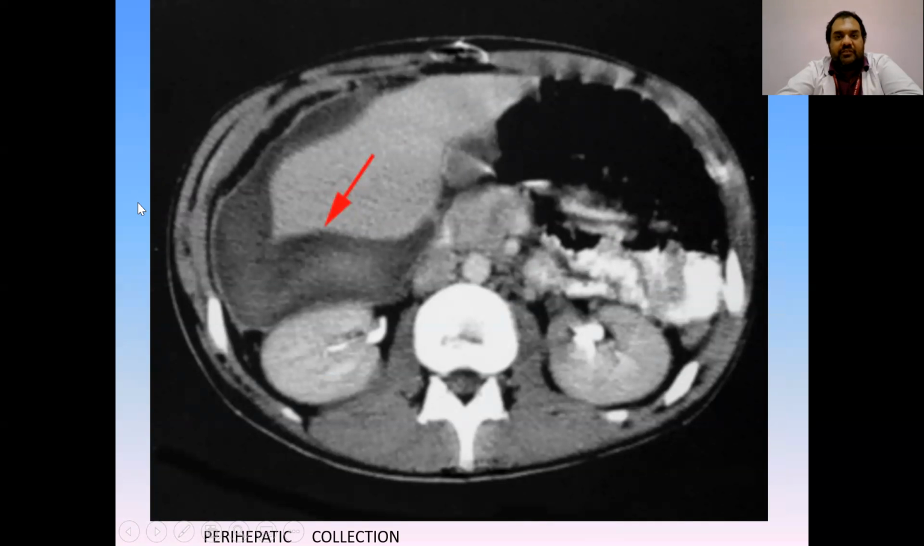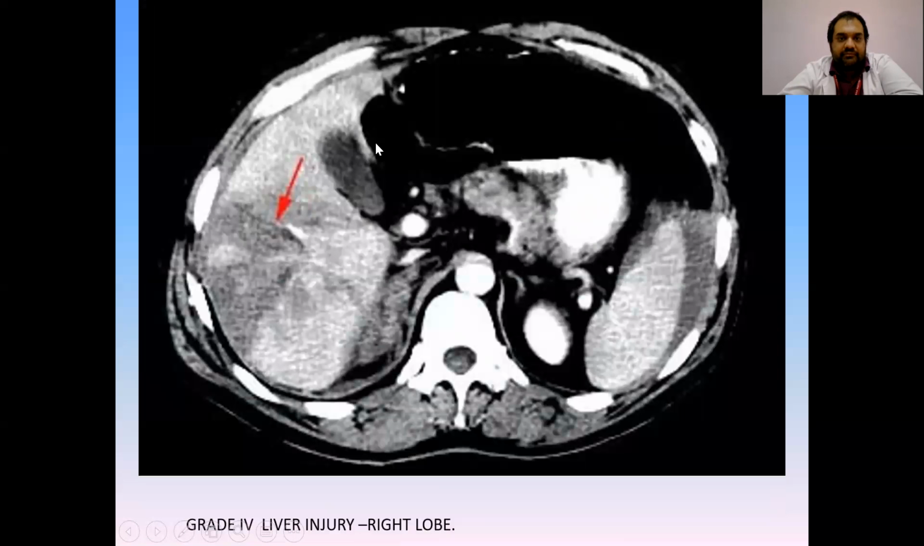And this axial section of the CT showing the perihepatic collection as evidenced by the hypoechoic area around the periphery of the liver, suggestive of perihepatic collection. And this is a grade 4 liver injury. It is in the right lobe.